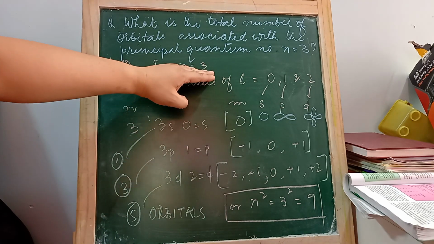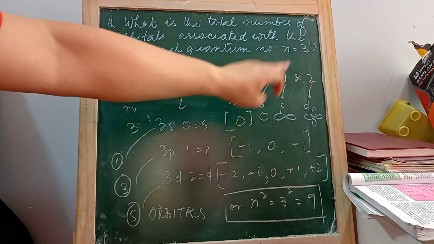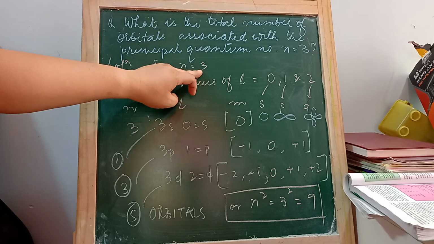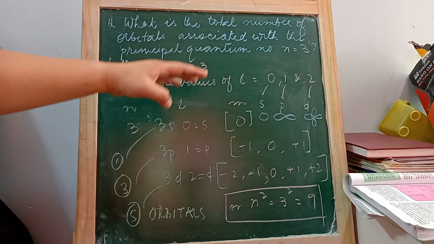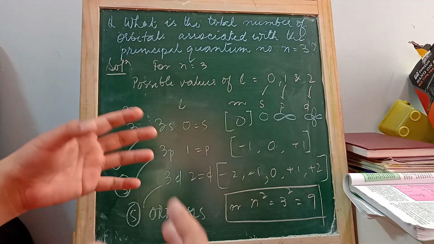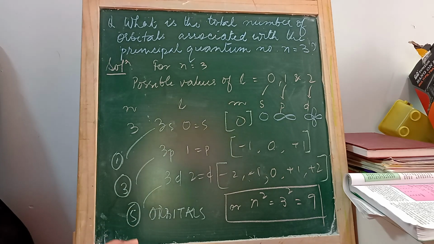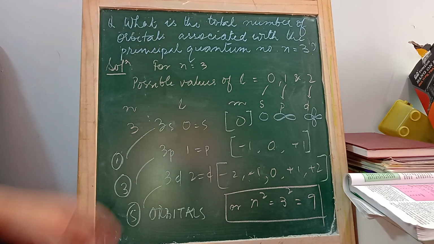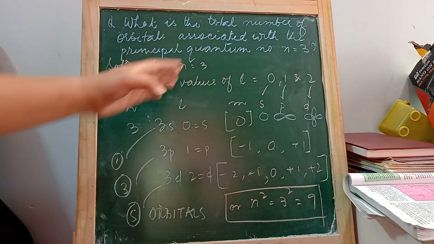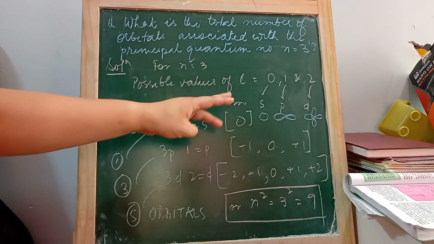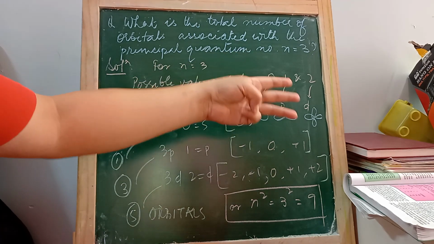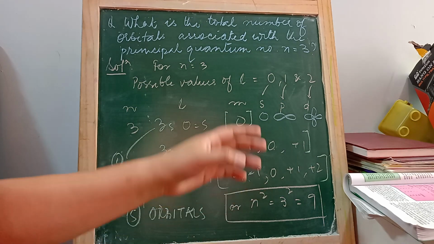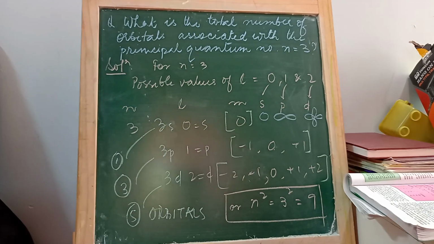Had it been 4, what will be the values of L? It will be 0, 1, 2, 3. If the principal quantum number is 5, then what will be the possible values of L? It will be 0, 1, 2, 3, 4, right? So since the principal quantum number is 3, there are 3 possible values of L: 0, 1, and 2.